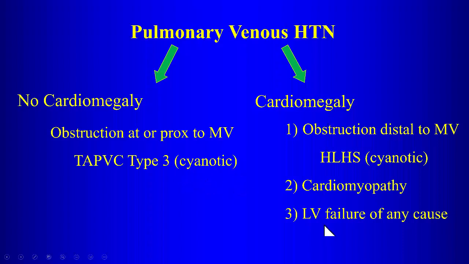The differential is much larger if you have failure and cardiomegaly. You have obstruction distal to the mitral valve. If you have a big heart in an infant or a newborn with cyanosis, think of hypoplastic left heart. But cardiomyopathy from any cause, left ventricular failure from any cause, will give you a big heart and pulmonary edema. Of course, these patients will not be cyanotic.